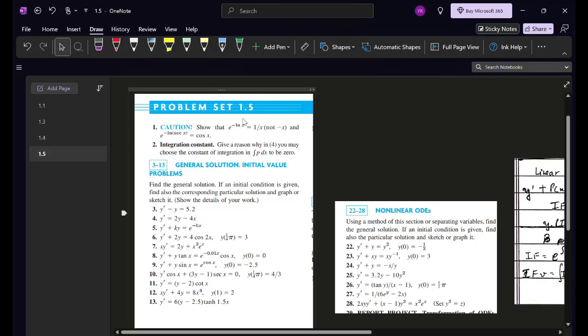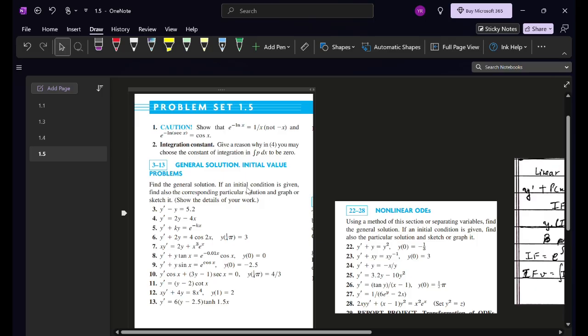Okay, so let's start with exercise 1.5. In exercise 1.5, we have two types of ODEs. One is linear and one is non-linear. In the exam, we might get the definition of what is a linear ODE. So what is a linear ODE?